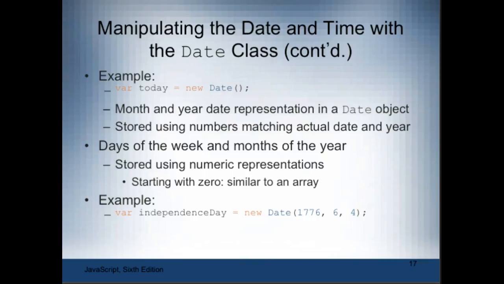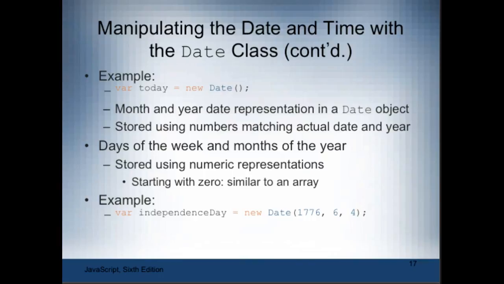The day of the month and the year in the date object are stored using numbers that match the actual date and year. However, the days of the week and months of the year are stored in the date object using numeric representation, starting with 0, similar to an array. The numbers 0 through 6 represent the days Sunday through Saturday, and the numbers 0 through 11 represent the months January through December.